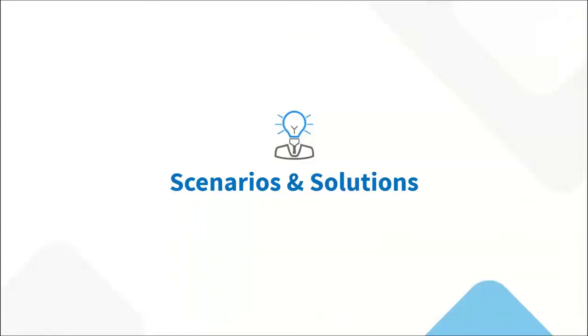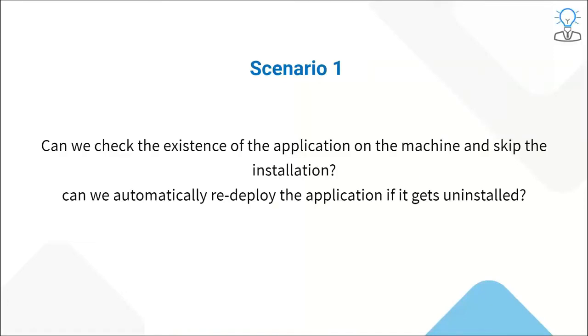So now let us move on and look into a few of the most common scenarios, and I'll be providing solutions in case you encounter such scenarios in your network. Can we check the existence of the application on the machine and skip the installation? Can we automatically redeploy the application if it gets uninstalled?